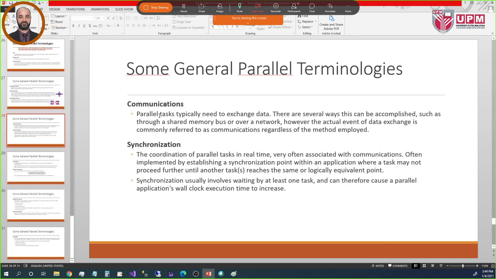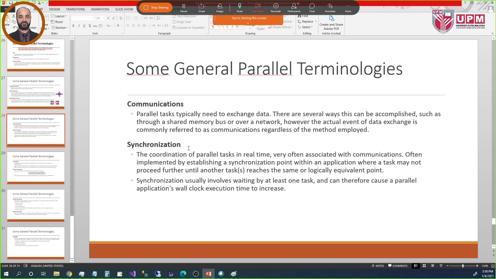Then the communication. Parallel tasks typically need to exchange data among themselves. So maybe task 1 needs some data from task 2. If task 1 needs that data from task 2 and task 2 is not yet ready, then task 1 needs to wait for task 2. Then after task 1 takes the data, it can proceed. So this is the kind of communication. Actually, the communication between tasks is supposed to be done through the memory.